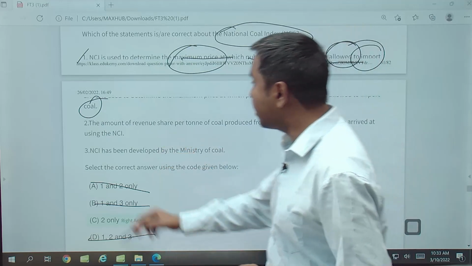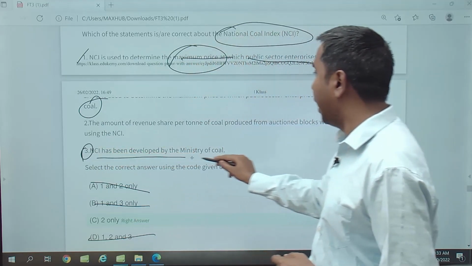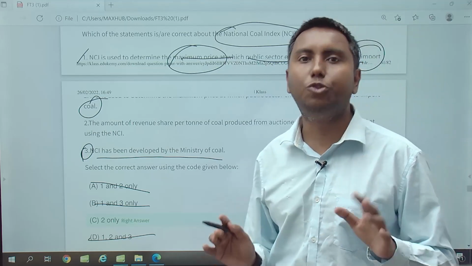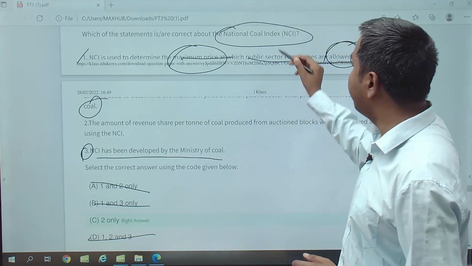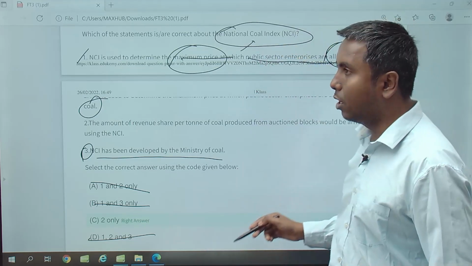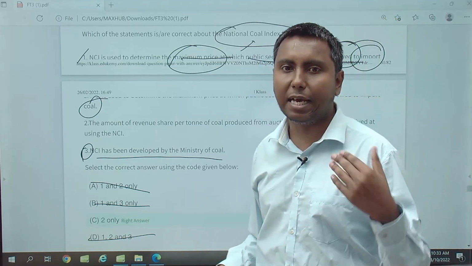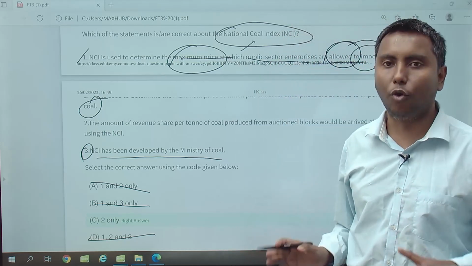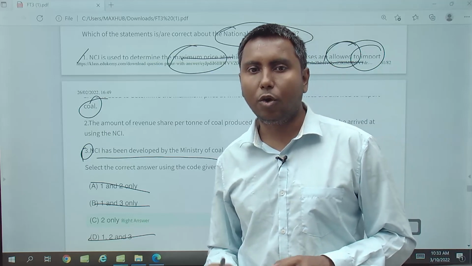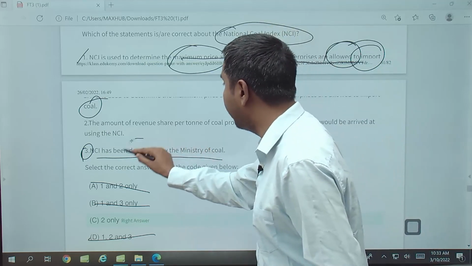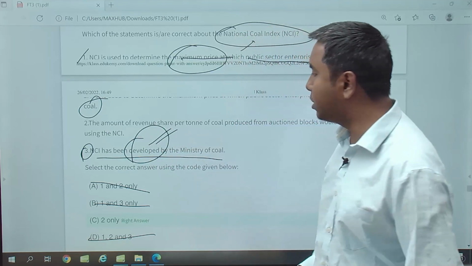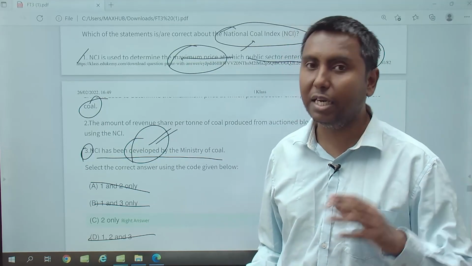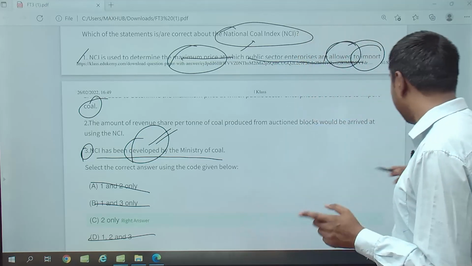Now, let's see statement number 3. NCI has been developed by the Ministry of Coal. Again, this is an example of a counterintuitive statement. Because the name is National Coal Index, you may be tempted to believe that NCI is indeed developed by the Ministry of Coal, but it is not a correct statement. The word used is developed by. It is developed by ISI Kolkata, the Indian Statistical Institute, Kolkata, not by the Ministry of Coal.